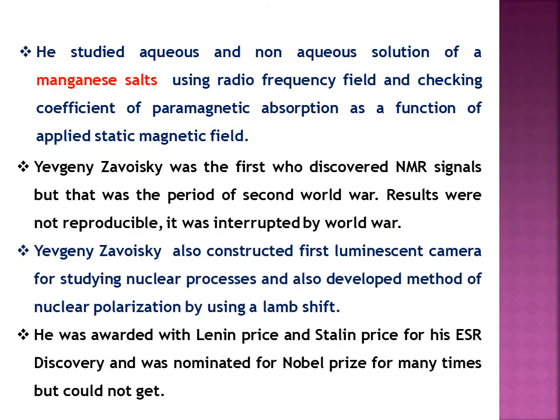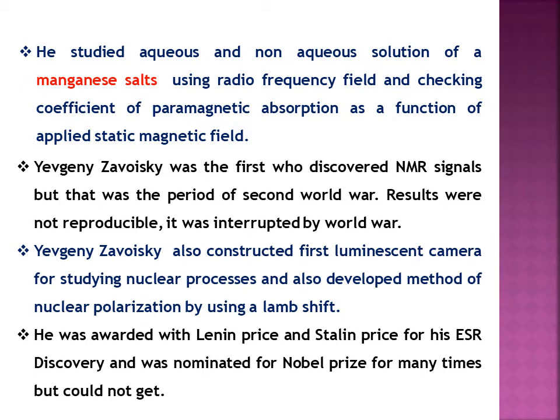Zavoisky was the first who discovered NMR signals, well before Bloch and Purcell, but that was the period of the Second World War and the results were not reproducible. So he discarded that work and concentrated on ESR spectroscopy. His work was interrupted by the Second World War, the period from 1939 to 1945.